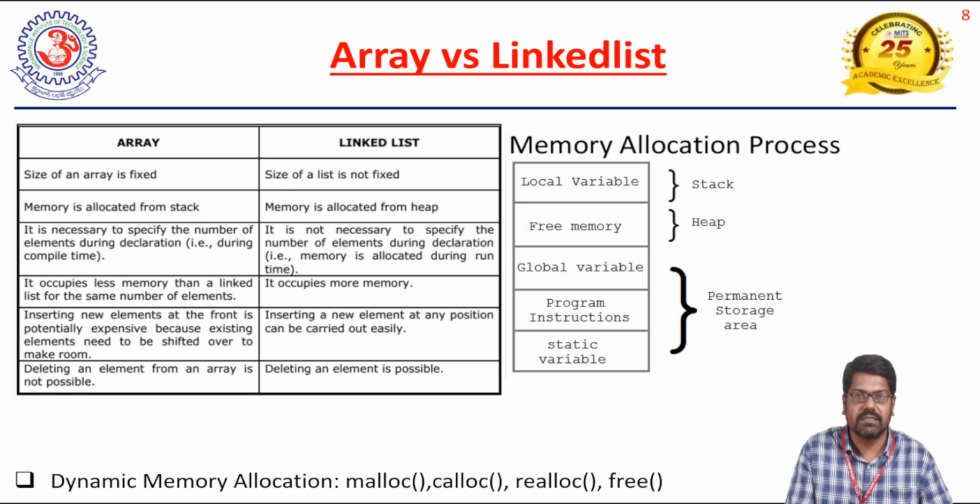Coming to a linked list, it is not necessary to specify the number of elements during the declaration. Here memory is allocated dynamically, during runtime, whereas in the case of an array memory is allocated at compile time. Because of that, for an array we have to specify the size at compile time itself. In the case of a linked list, the size is not required up front; it is determined at execution time.